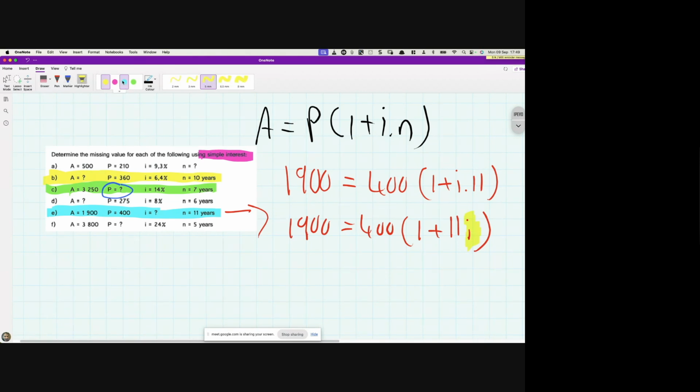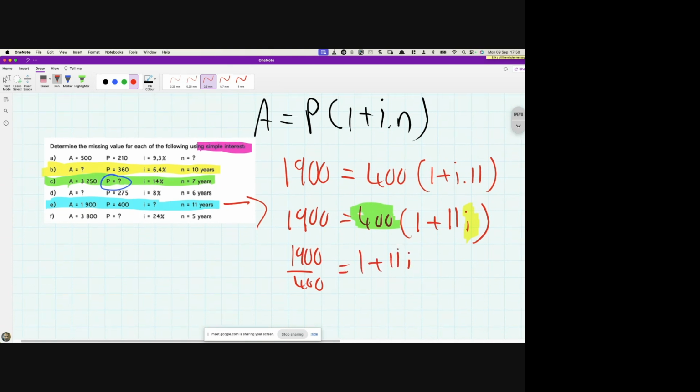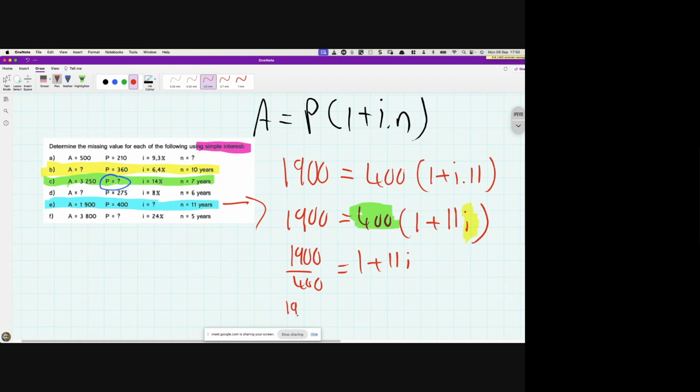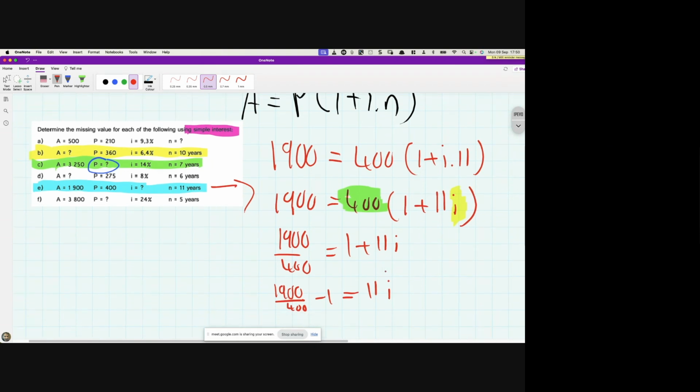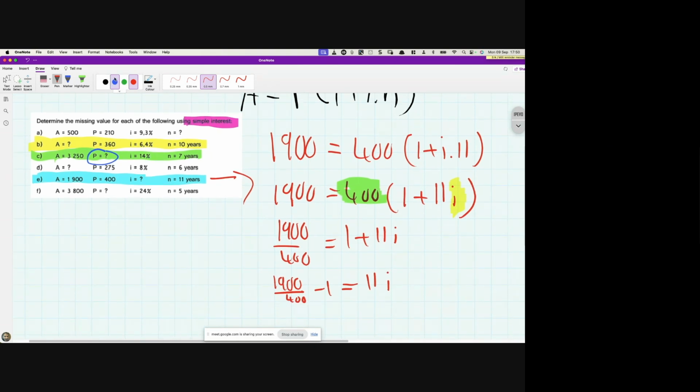I think that this 400 needs to move to the other side. And if I do that, then I'm left with 1 plus 11i. But then I can still go 1,900 over 400 minus 1 equals 11i. And then what I can do is say, look, I don't want 11 i's, I just want 1 I.